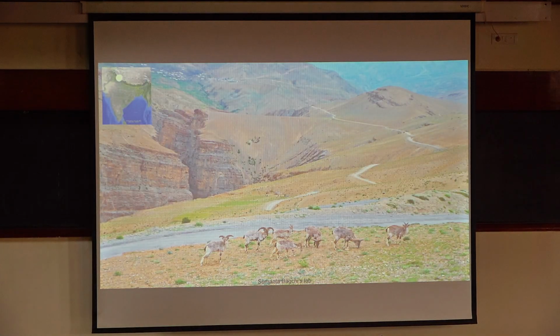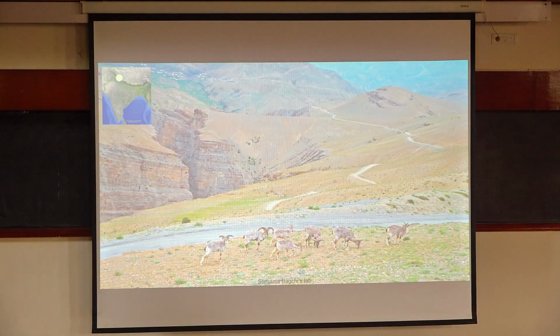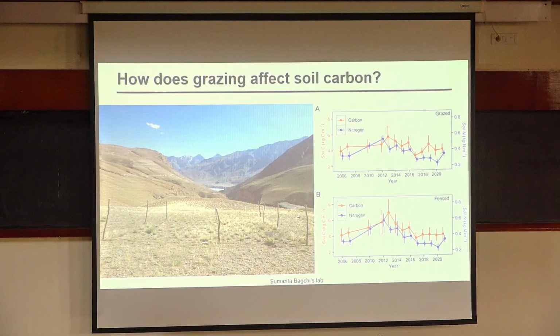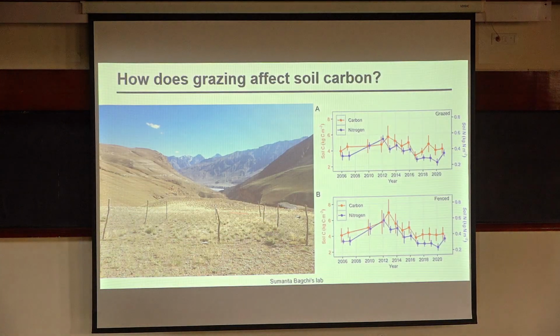And for this, we go to Spiti, high altitude grassland, where you have a range of ungulates that are both wild and native that are grazing there. And if you exclude grazers, if you fence out a part of that grassland, you say, all right, you goats can't go in there anymore and graze, what happens to carbon stocks in the soil as a result of that?